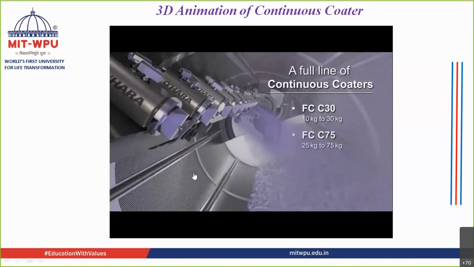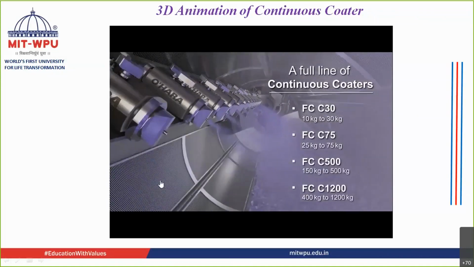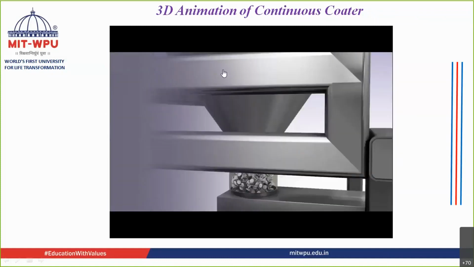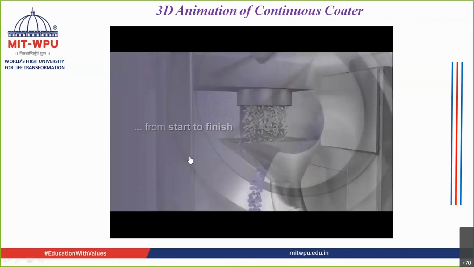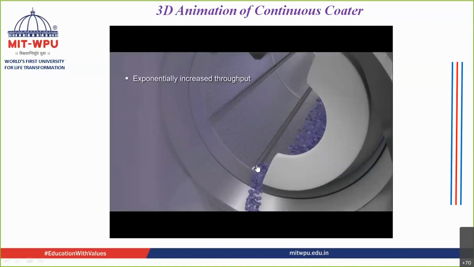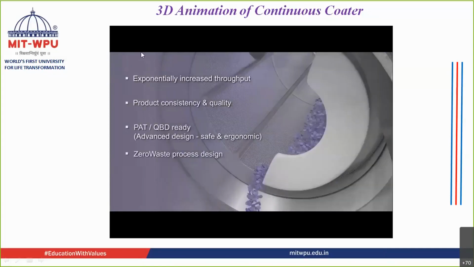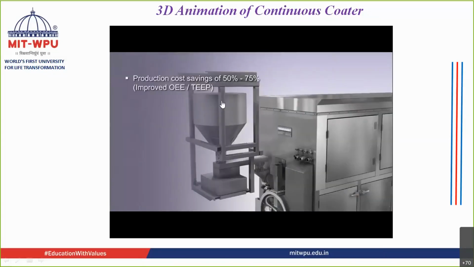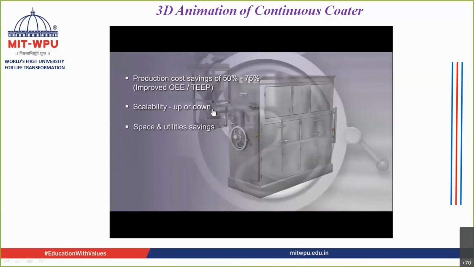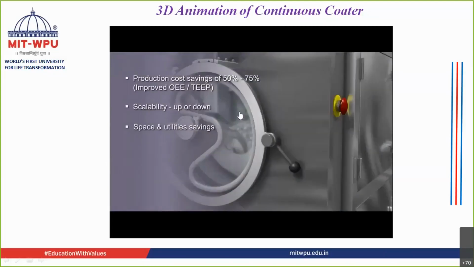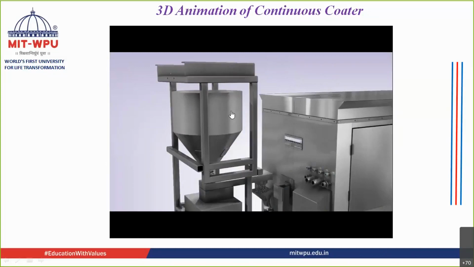These are the continuous coaters. You can see over here, these are also perforated pans containing baffles. This is an automated process. From one side you pour the product, and from here the material is poured inside. So here you save space and you save time, and it is a continuous process.